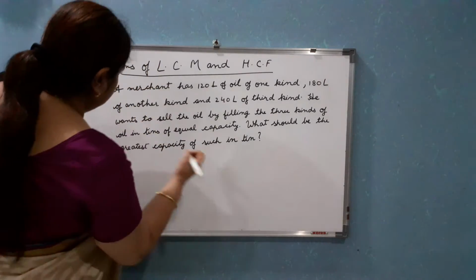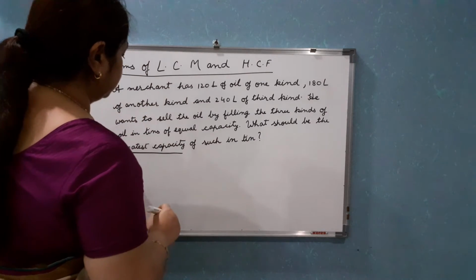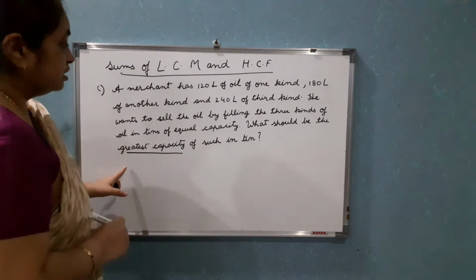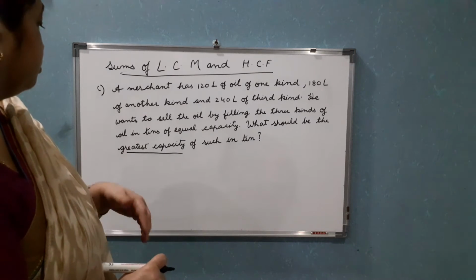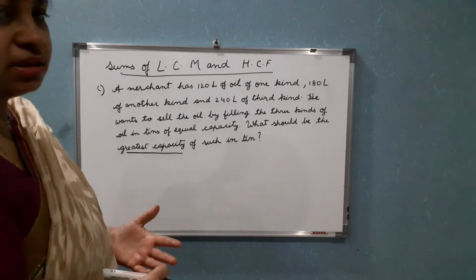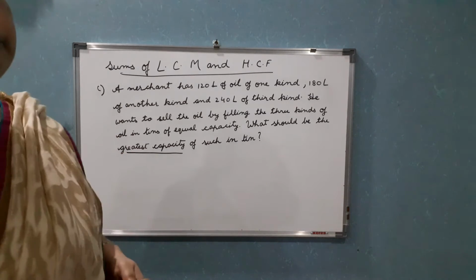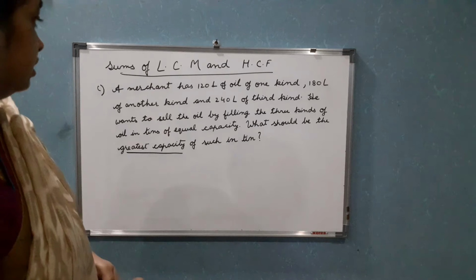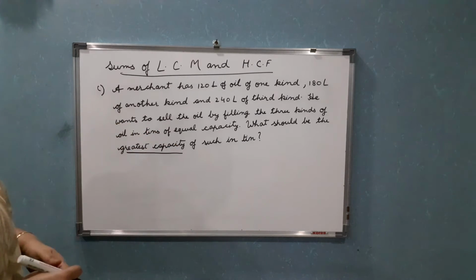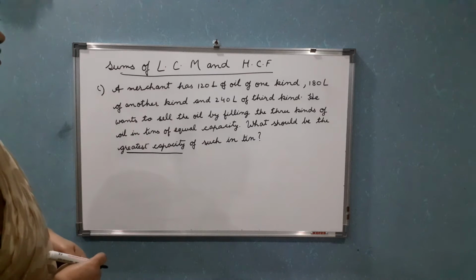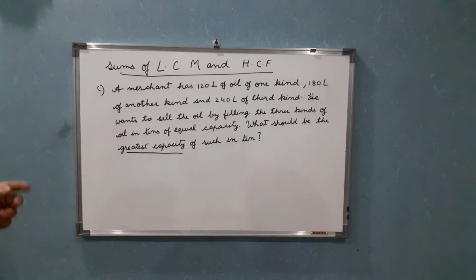See here, when you have to find the greatest capacity or maximum capacity, then you have to find HCF. And when you have to tell the minimum capacity or least capacity or least number, then you have to find LCM. Okay. Now please take a screenshot of this question. I have to rub this question to write the answer. Please take a screenshot.